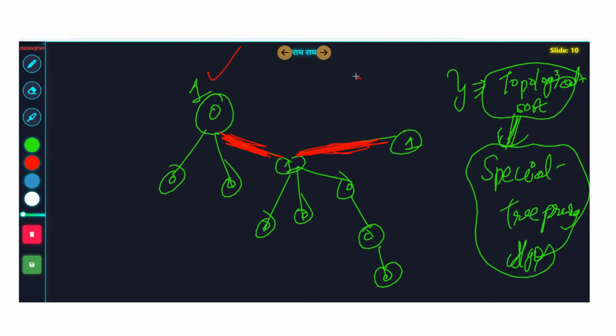Anyways, so 2 edges, so answer is 2 into 2, 4. But how to figure this out? Simple. Target all the leaves. Whichever leaves are having value as 0, we never have to visit them.